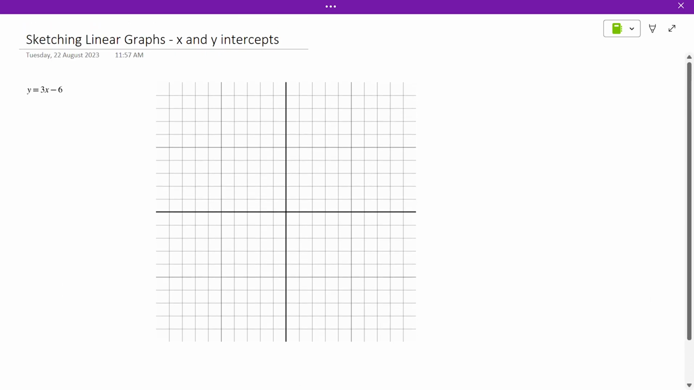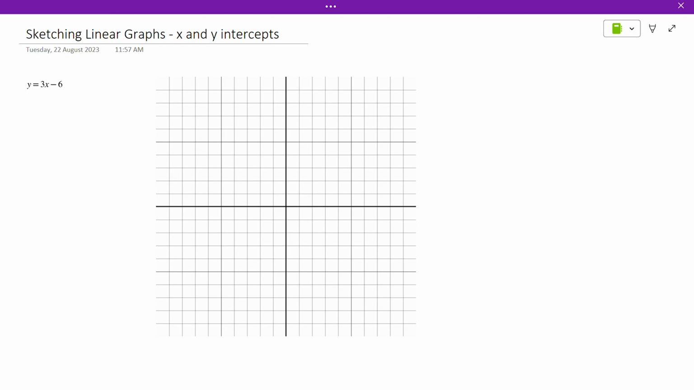Hi everyone, today we're going to be sketching a linear graph using the x and y intercept method. So we've got an equation here, y equals 3x minus 6. We need to find two coordinates, and the two coordinates that we're going to find are the x and y intercepts. We're going to plot those two coordinates, connect them with a straight line, label our line, and then we're done.